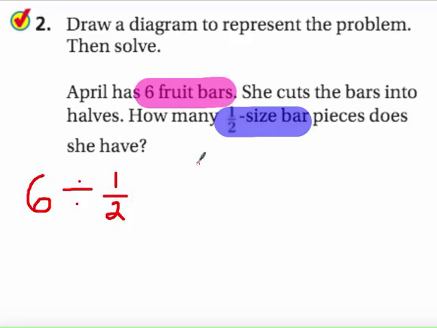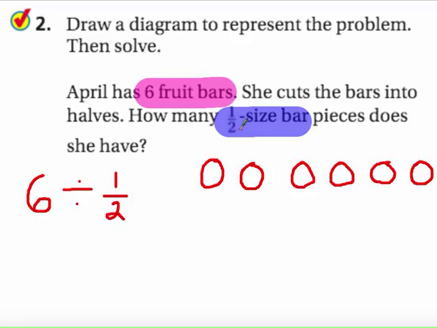Alright, so if I draw a picture here, I'm just going to draw 6 circles to represent the 6 fruit bars. 5 and 6. Okay, each one of them I'm going to divide up into halves. So I'm just going to slice each one in half. And then we find out how many half-size bars she has. Well, there's 1, 2, 3, 4, 5, 6, 7, 8, 9, 10, 11, 12. There's 12 half-size bars.